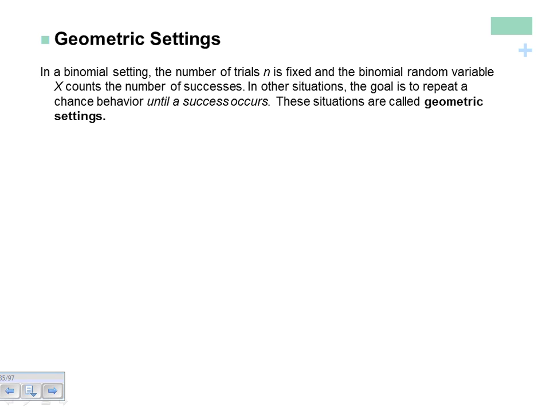All right, so the next thing we're going to discuss is a geometric setting. In a binomial setting, the number of trials n is fixed, and the binomial random variable x counts the number of successes. In other situations, the goal is to repeat chance behavior until a success occurs. This is a geometric setting, so you go until you get a success. It's not fixed.